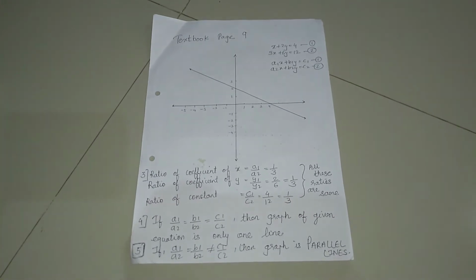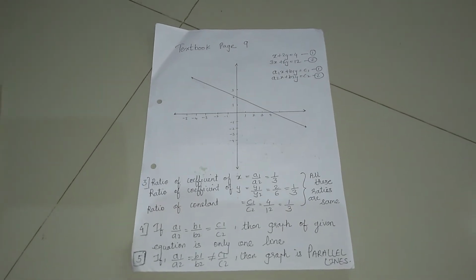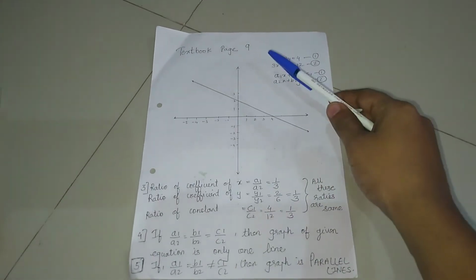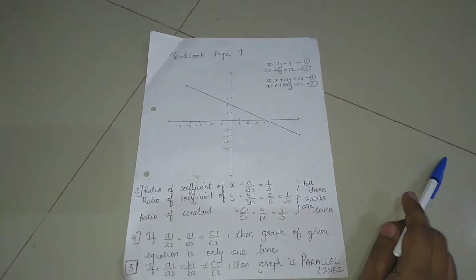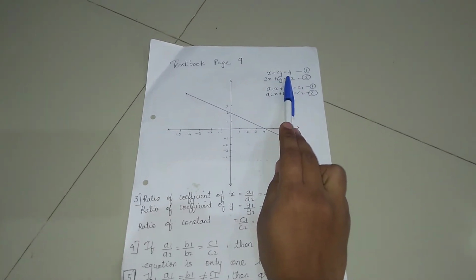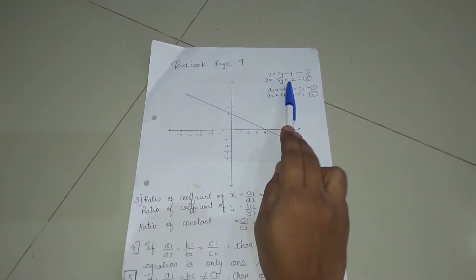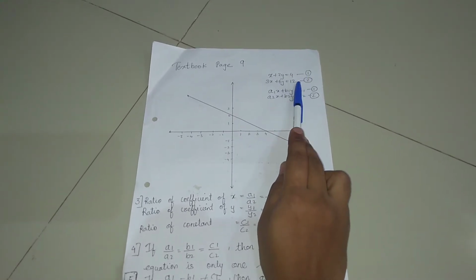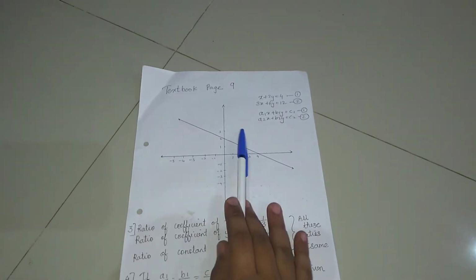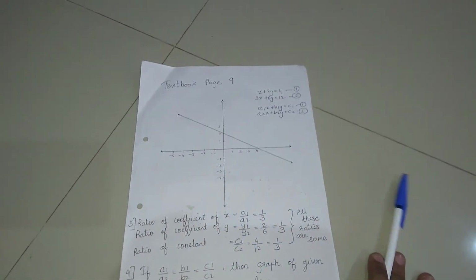So today I just want to explain one of the examples which is there in your textbook, page number 9. The question is x + 2y = 4, and 3x + 6y = 12. This is equation 1 and equation 2. You can see this type of graph is drawn on this page.